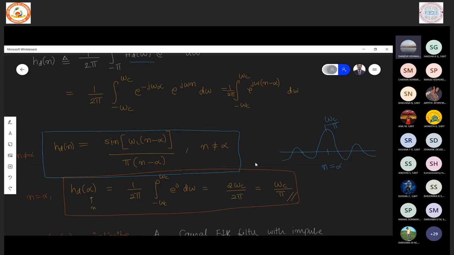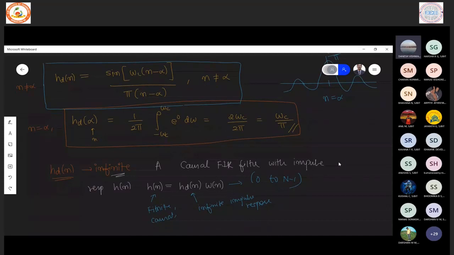So that means the plot of hd of n will look like this. Its shape is something like our sinc function. At n equal to alpha, it peaks. The peak will be at omega c by pi, and on either side the value is decreasing. This is the observation from these two equations.